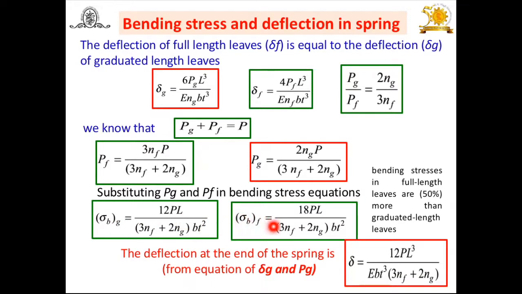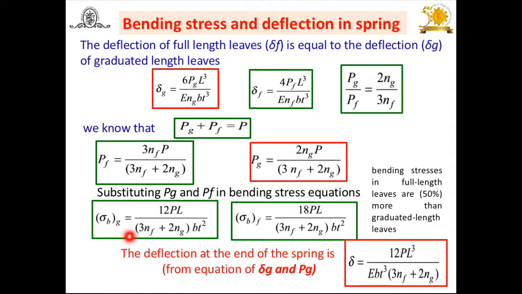This load and stress equation we can use in the design of a semi-elliptic or multi-leaf spring. If you check the bending stress of the graduated leaves and of the full length extra leaves, you will find the bending stresses in the full length leaves are 50% more than in the graduated leaves. Try to understand, the bending stresses are more in the full length than in the graduated leaves.